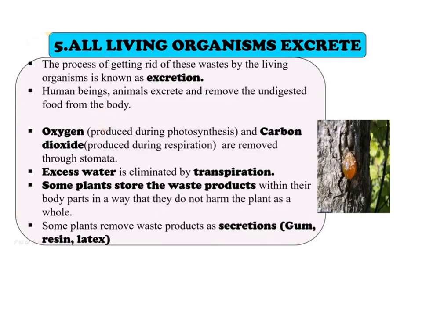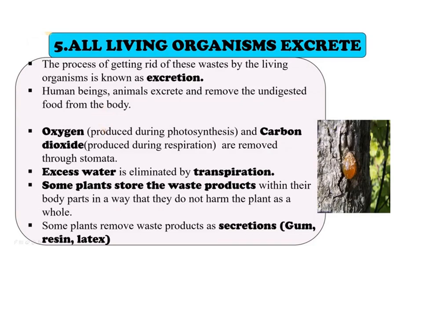Here you can see it is written, the process of getting rid of this waste by the living organisms is known as excretion. Human beings and animals excrete and remove the undigested food from the body. Now, do plants also excrete? How do they excrete? Yes, they do, but not as seen in animals. The mechanism in plants is a little different. Some plants find it possible to store the waste product within their parts in a way that they do not harm the plants as a whole.